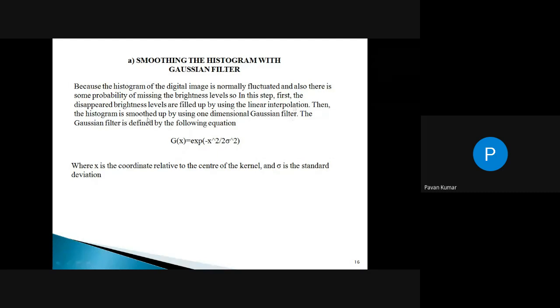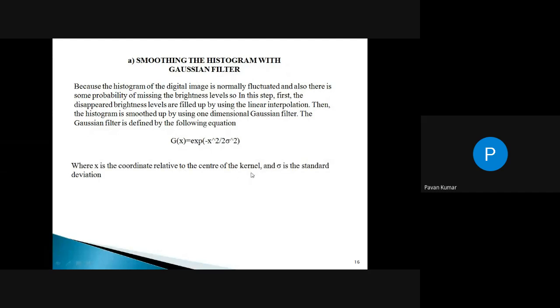Then the histogram will be smoothed by using a one-dimensional Gaussian filter. Wherever artifacts are there inside the image, those can be avoided by using this Gaussian filter. This is the expression for the Gaussian filter that I have used. Here, x is the coordinate relative to the center of the kernel we are taking.